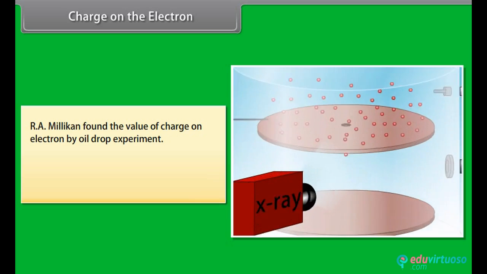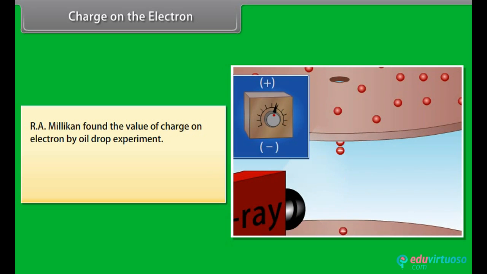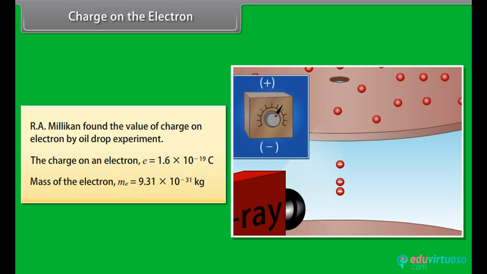The space between charged plates is irradiated with X-rays. The X-rays ionize the molecules of air. One or more electrons thus produced may be absorbed by an oil droplet. Thus, the charge on an electron e is equal to 1.6 × 10^-19 coulomb. Mass of the electron me is equal to 9.31 × 10^-31 kilogram.